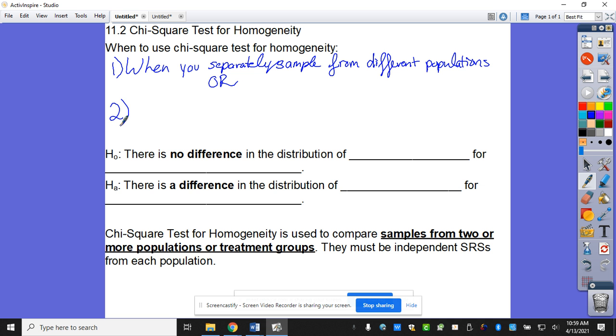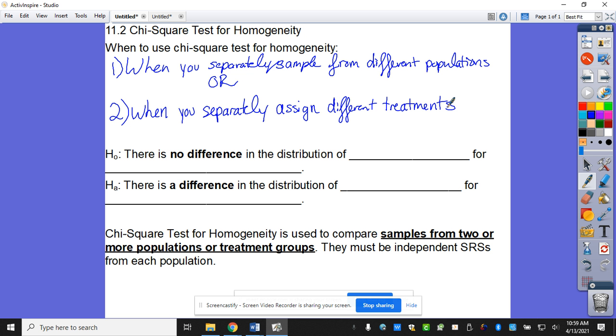And this is why I think biology uses this one more often: when you separately assign different treatments. This is why I was kind of funny about saying the randomization yesterday. I just said, I'm just going to write the word random and not write anything beside it. So if we're doing random assignment of treatments, it becomes a chi-square test of homogeneity.